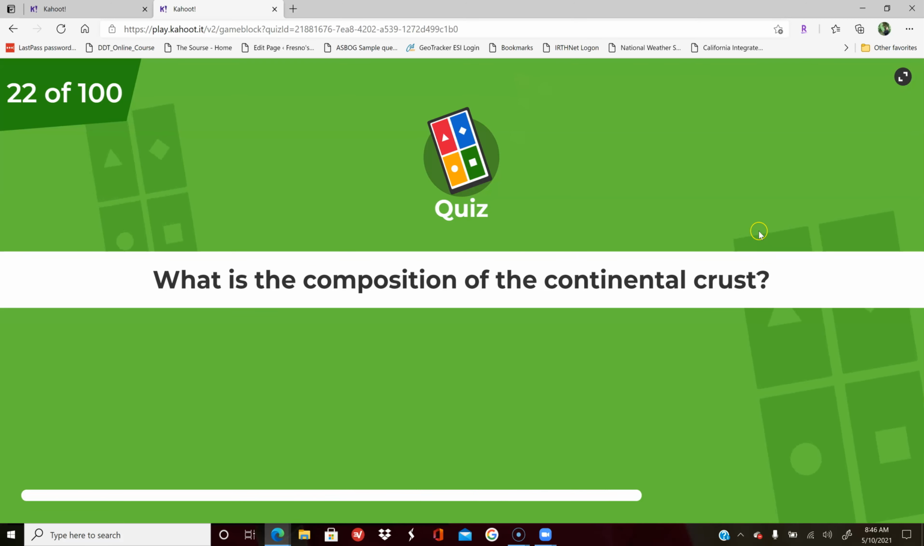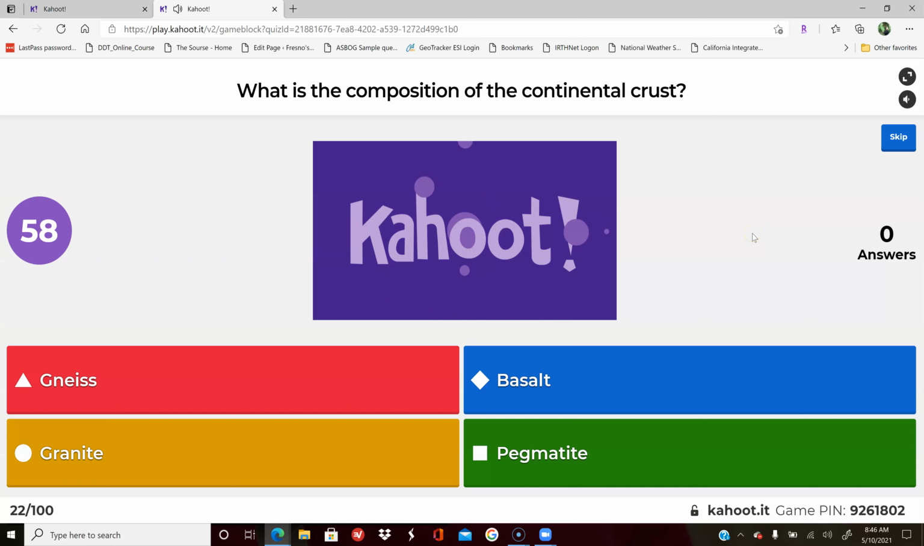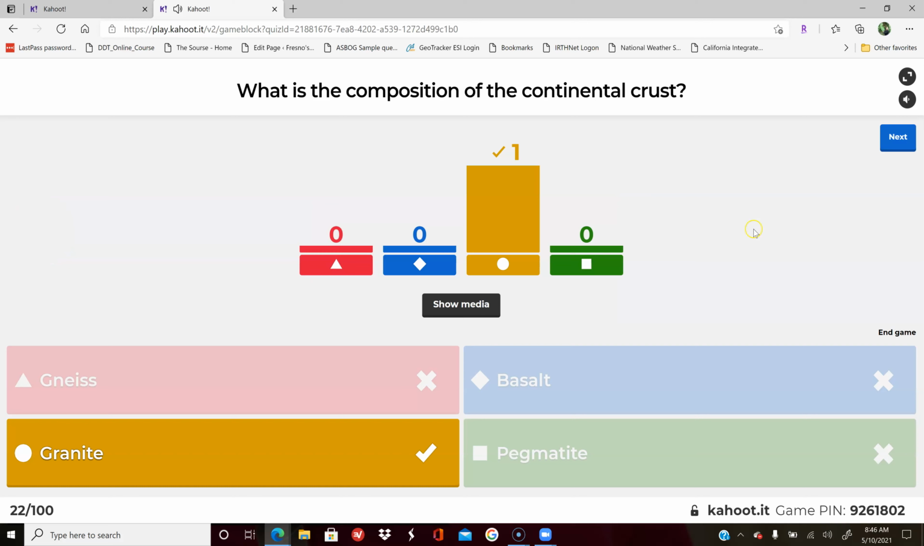What is the composition of the continental crust? Is it gneiss, basalt, granite, or pegmatite? Continental crust is made up of granite, primarily.